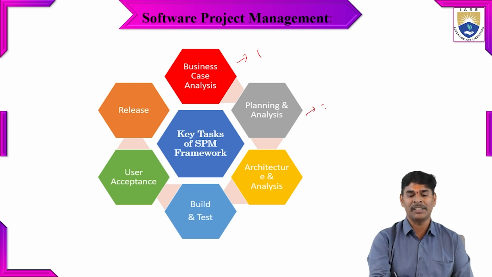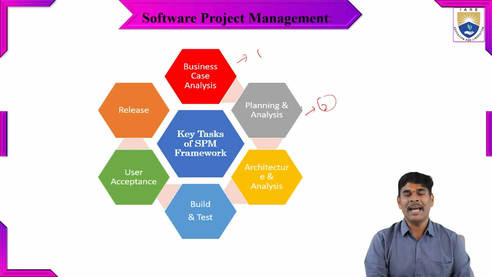In the second stage, we have planning and analysis. In planning and analysis, they verify the different types of resources they require, the system requirements or software requirements, and what analysis they require. What software do they require, and what hardware do they require. So in this second stage, they verify in detail the different types of requirements. And the third stage we can call architecture and analysis.